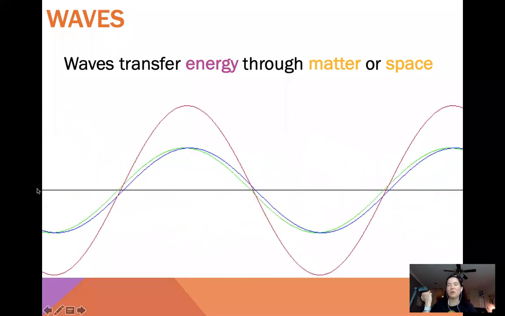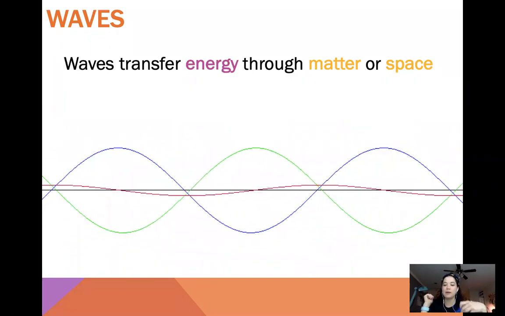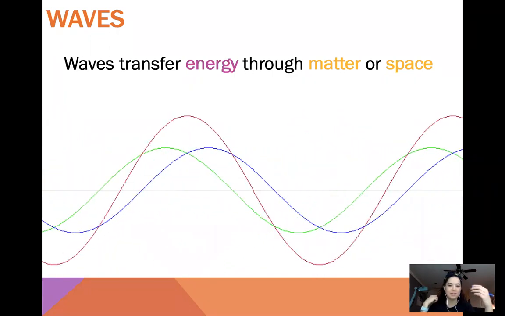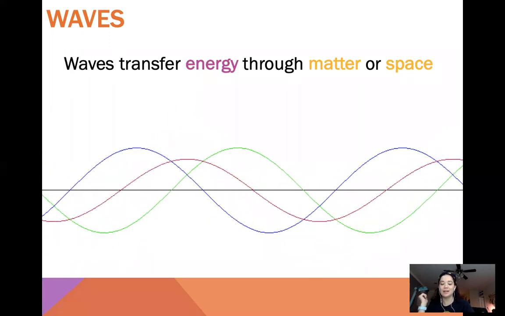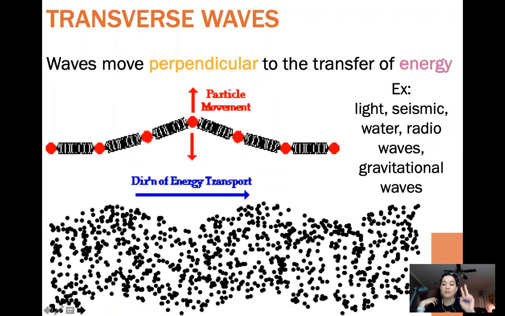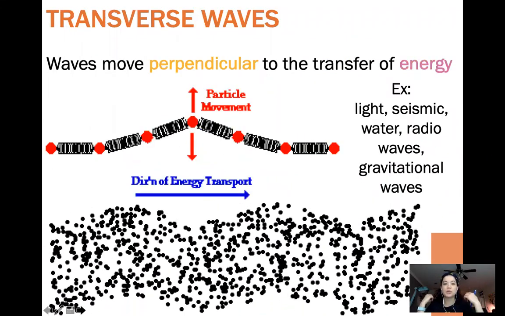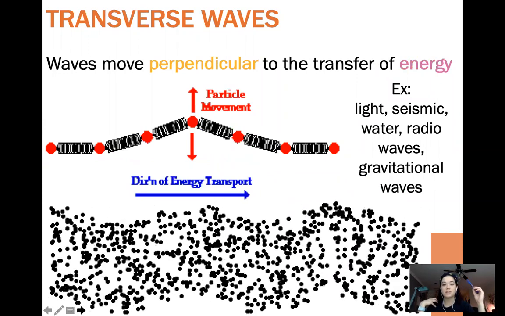All right, so what exactly is a wave? A wave transfers energy through matter or space. So a wave is essentially a movement of energy. And they can look a lot of different ways, and we're going to talk about a few of those today. There are two main types of waves. The first one is a transverse wave, and this is where our waves move perpendicular to the transfer of energy.